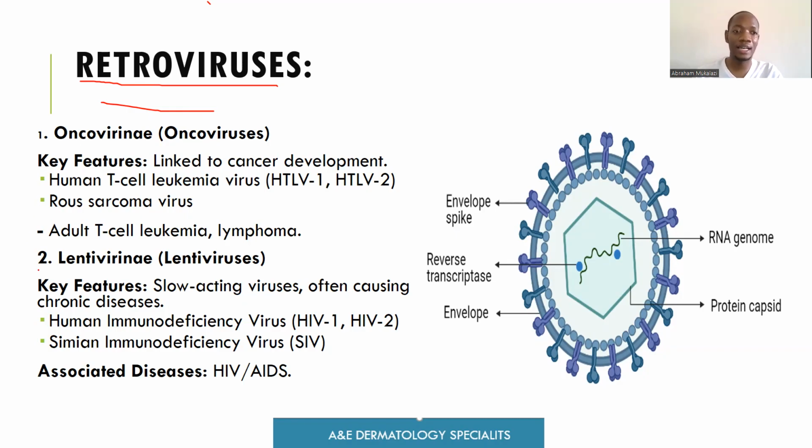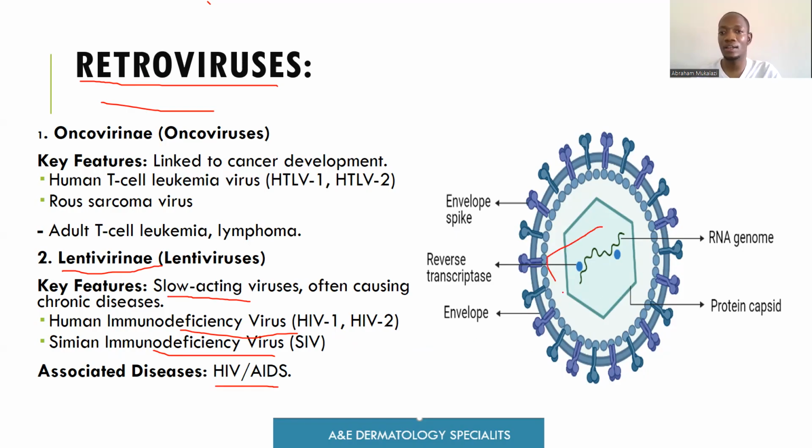So there are different types, but the ones of interest to us are the ones that belong to the subfamily, the lentiviruses, the Lentivirinae. In this case, we have them being slow-acting viruses, often causing chronic disease. And that's why you have the human immunodeficiency virus, HIV type 1 and 2, and then the simian immunodeficiency virus, which usually affects apes. The associated disease in this case is HIV, stroke AIDS, the acquired immune deficiency syndrome. And this is how they look.